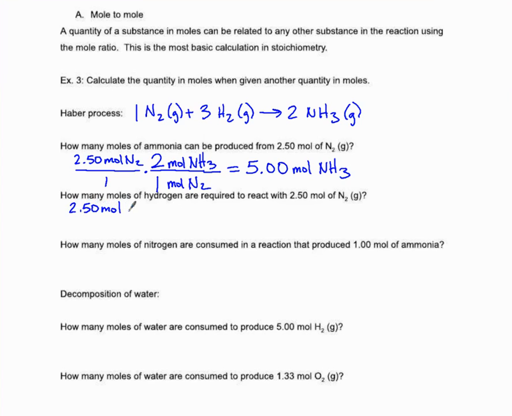So with 2.50 moles of nitrogen, we want to compare how much nitrogen we have with how many moles of hydrogen. Again, these numbers in the mole ratio come from the balanced equation. It is 1 for nitrogen, it's 3 for hydrogen. 2.5 times 3, 7.50 moles of hydrogen.